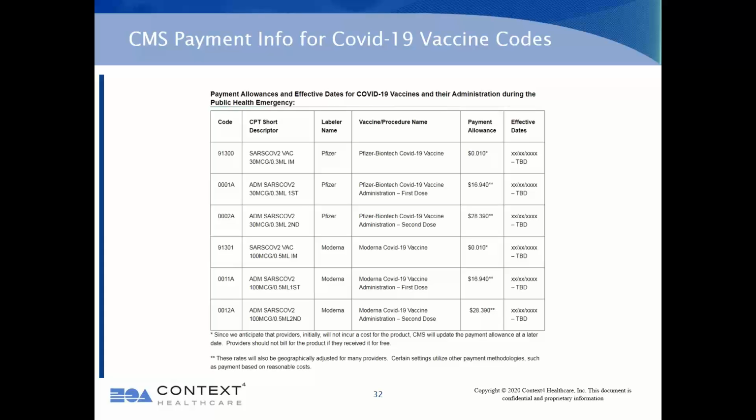Although we don't have a lot of payment info for the new 2021 CPT codes, we do know that CMS will allow approximately $17 for administering the first dose of both of these new vaccines, and about $28 for administering the second dose. We will have to wait for CMS to update the payment amounts for the 2 toxoid codes 91300 and 91301, however.